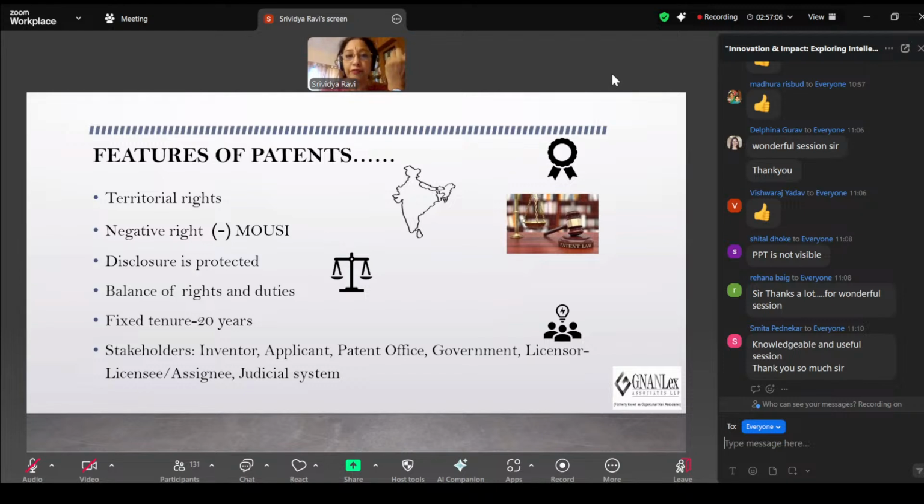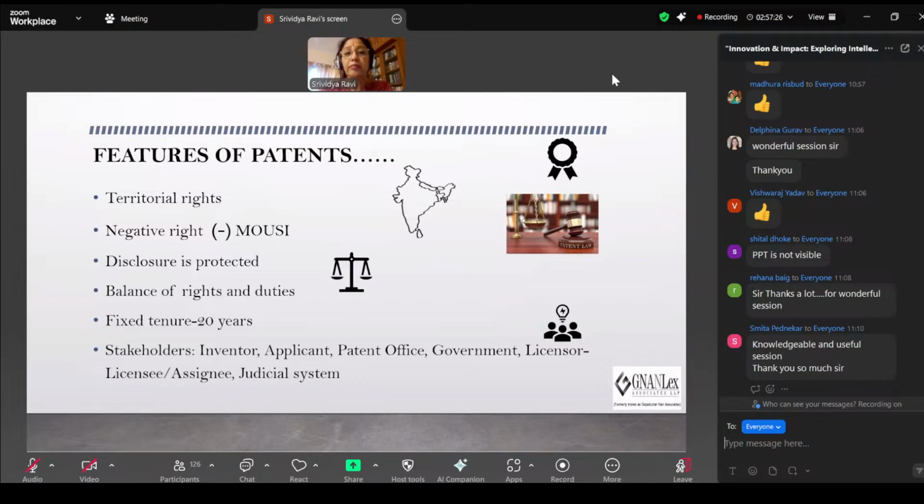Because if there is a conflict, if two people do not agree, and there is a litigation or a court case, as we may say, then it is the judicial system that will ensure that justice has been delivered to either of the parties. So these are the important stakeholders.